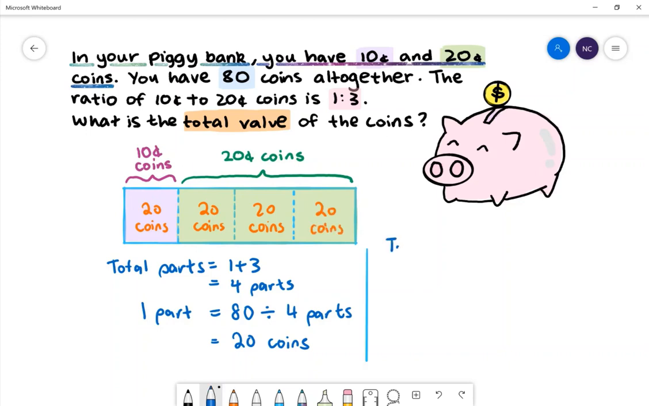Finally, we can find the total value of the coins. To find the value of the 10-cent coins, we'll do $0.1, which is 10 cents, multiplied by the number of 10-cent coins, which is 20. To find the value of the 20-cent coins, we'll do 0.2 multiplied by the number of 20-cent coins, which will be 60. This will give us $14. Therefore, the total value of the coins is $14.